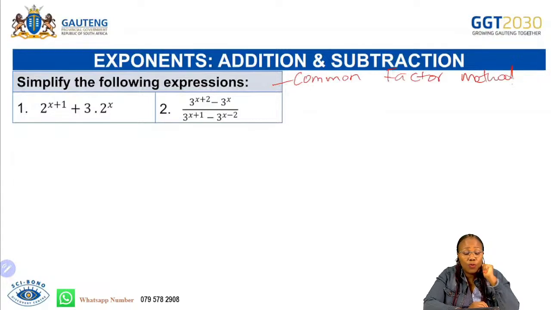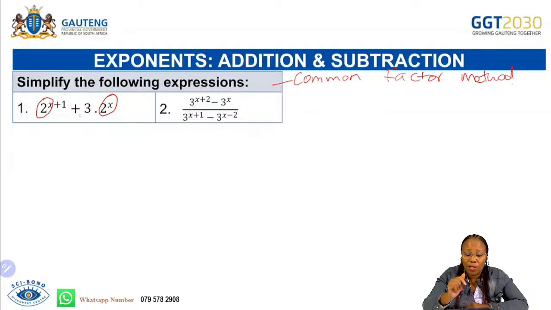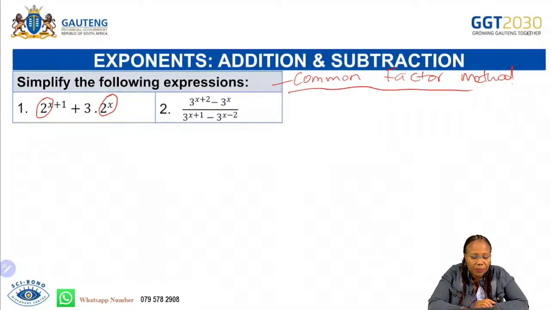And then how do we apply this common factor? By looking at your expression, you will automatically see something common there, to show that this is a common factor method. And then it must be in addition or subtraction. There must be plus or minus between the terms. Then you must know you are applying this method.